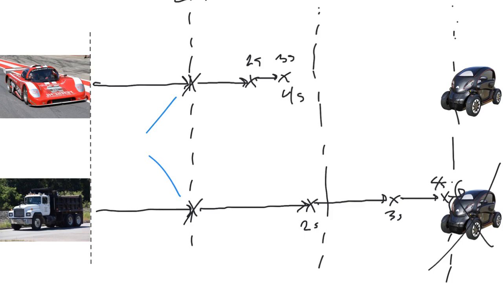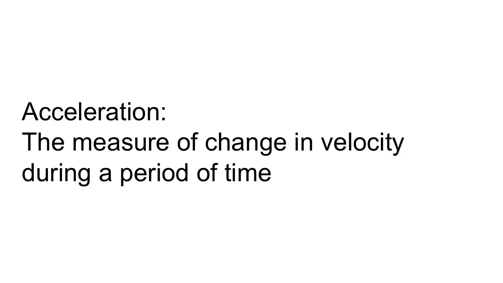It slowed down much slower. And so this is a measure of the acceleration of those two. They were the same velocity at the start, but they had a different acceleration once they hit the brakes. And this is the measure of change in velocity during a period of time. So it's really looking at how much the distance that they were traveling each second changed during that time.